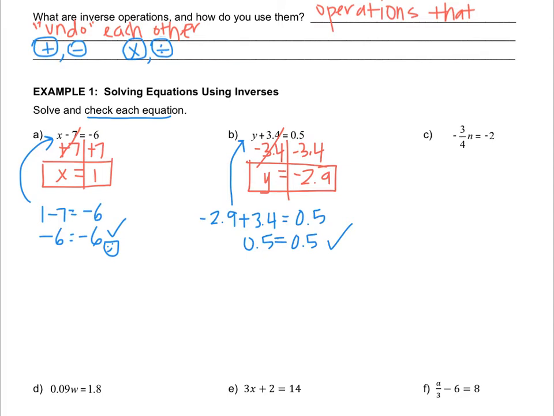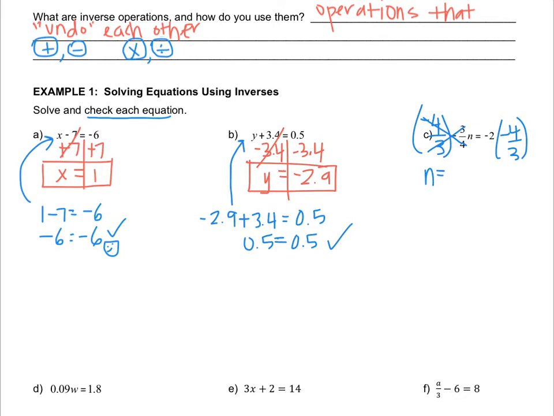So the number that I'm going to multiply on both sides is the reciprocal of negative 3/4. So I'm going to multiply by negative 4/3 on the left and multiply by negative 4/3 on the right. So these cancel out, and I just have n. I didn't do the line down the equal sign, but no big deal. And now I have negative 2.